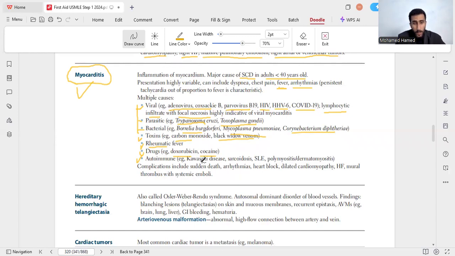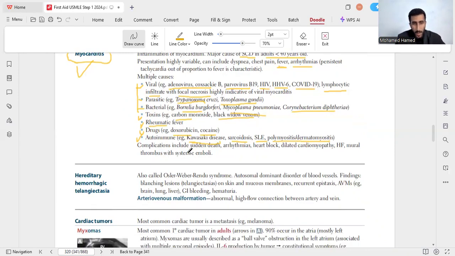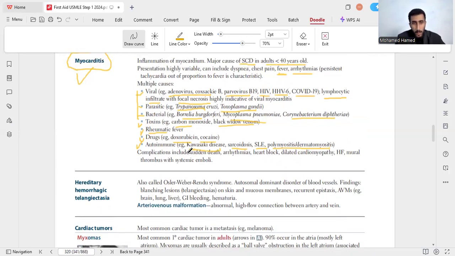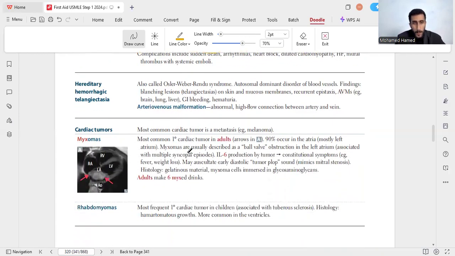And autoimmune diseases can cause myocarditis. Just know the names here, and we will go into them in detail in the immunology chapter. So Kawasaki disease, sarcoidosis, systemic lupus erythematosus, polymyositis/dermatomyositis. These are different kinds of autoimmune diseases that can also affect the heart. So the complications, nothing specific: sudden death, of course, arrhythmias, heart block, dilated cardiomyopathy, heart failure, mural thrombi, and systemic embolism.